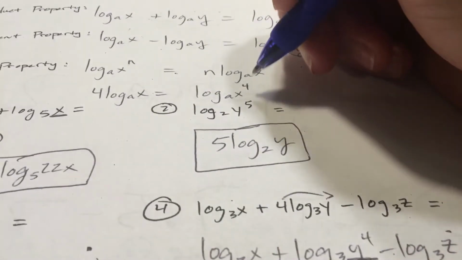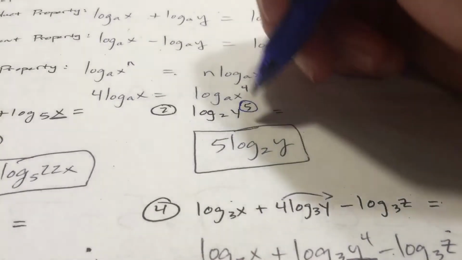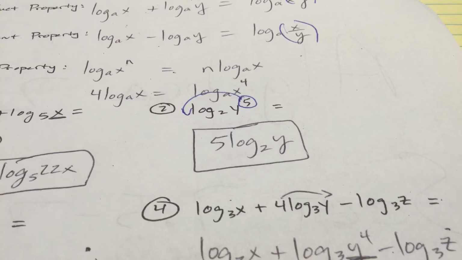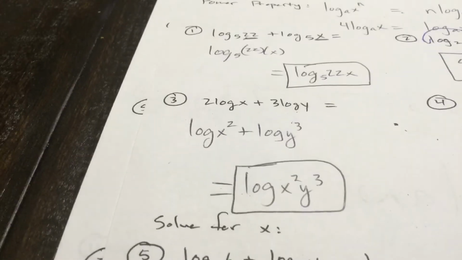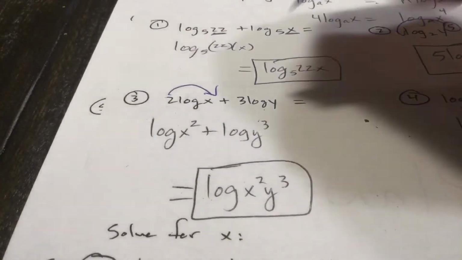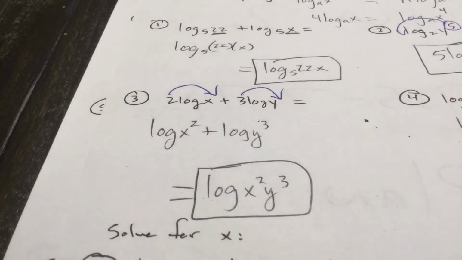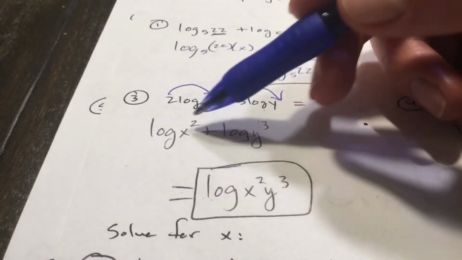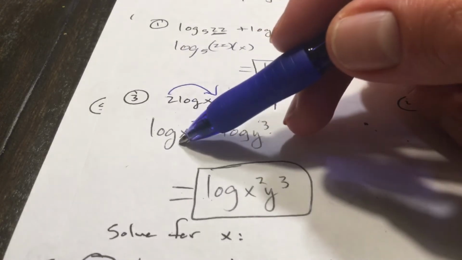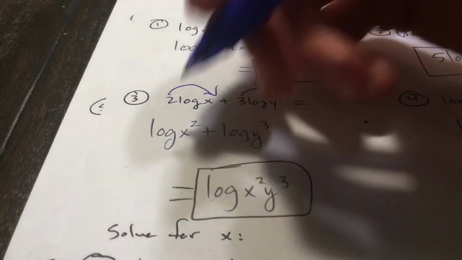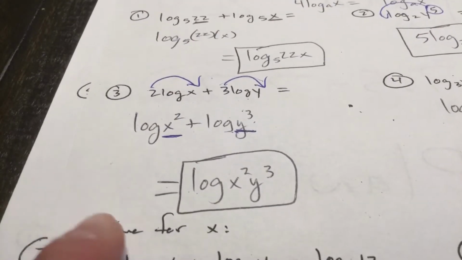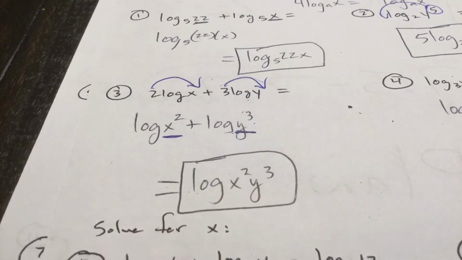Next one, it is a single logarithm, but what I can do is bring that exponent down via the power property, 5 log base 2 of y. All right, a number on the outside means it was originally an exponent. So now I have log of x squared plus log of y to the third, log base 10. Addition means I multiply x squared and y to the third to give me log of x squared y to the third.